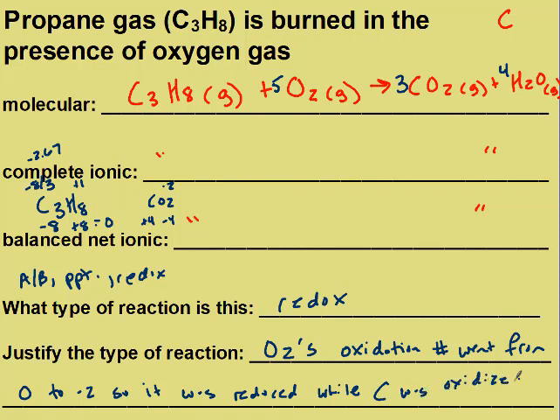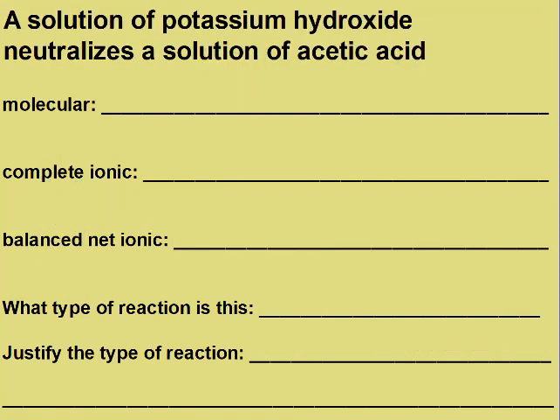So carbon was oxidized. It went from a -2.7 to +4. Go ahead and pause the video and write your molecular, complete, and net ionic equation. So get down to balance net and then restart the video.